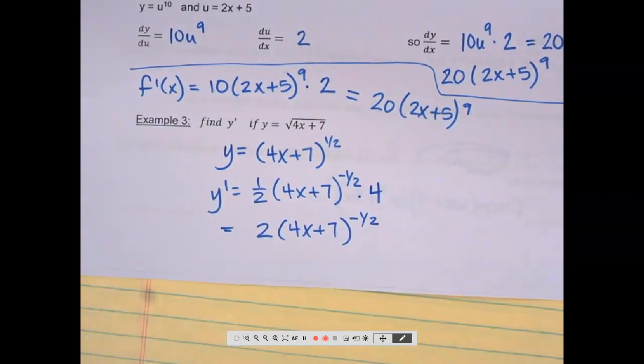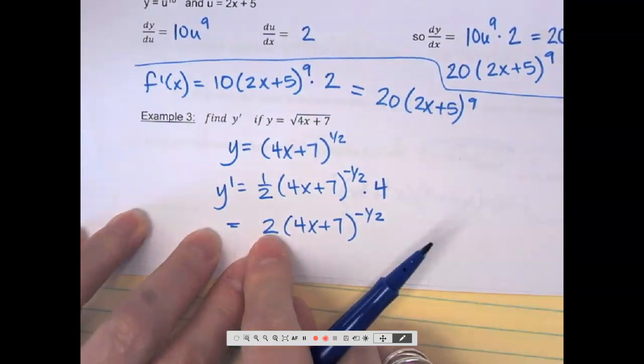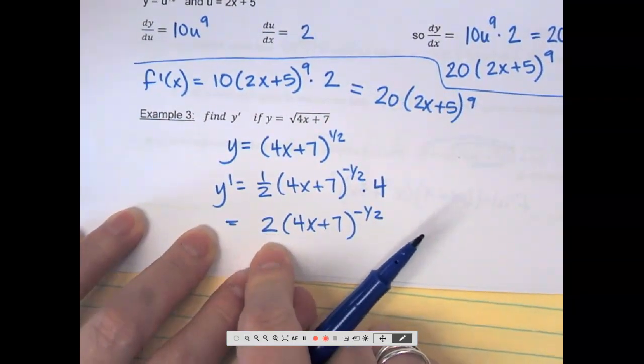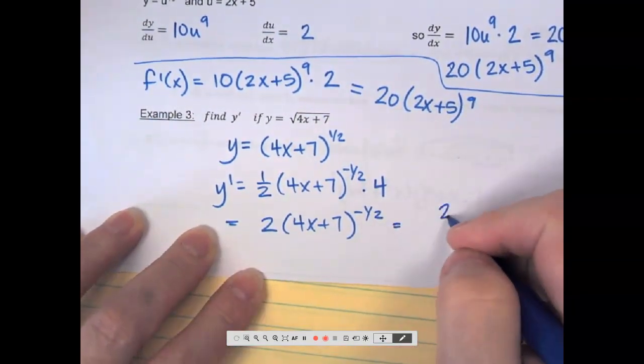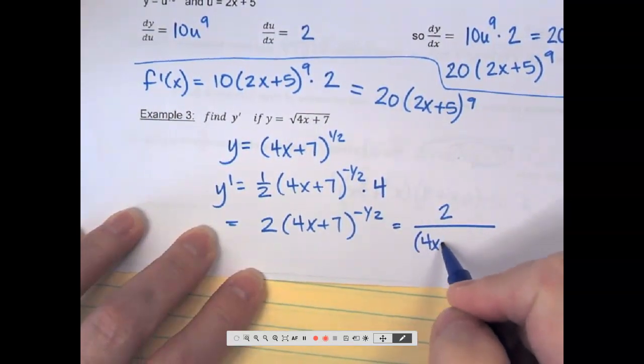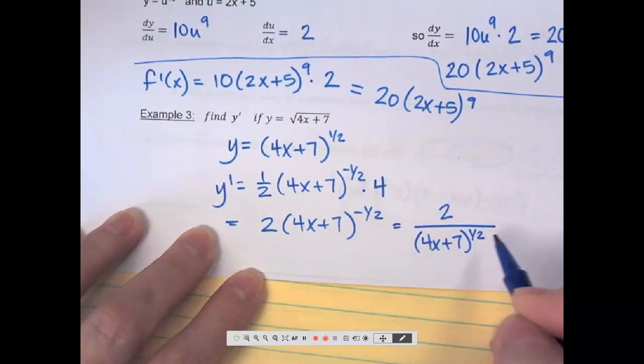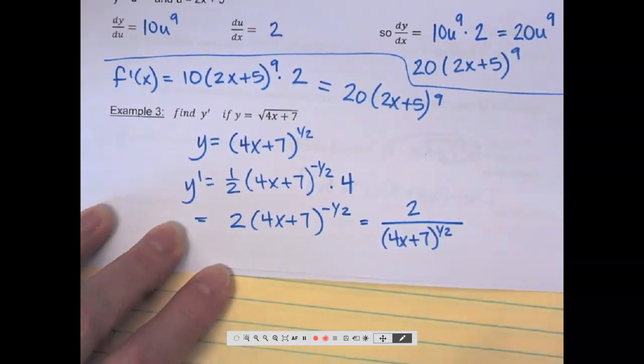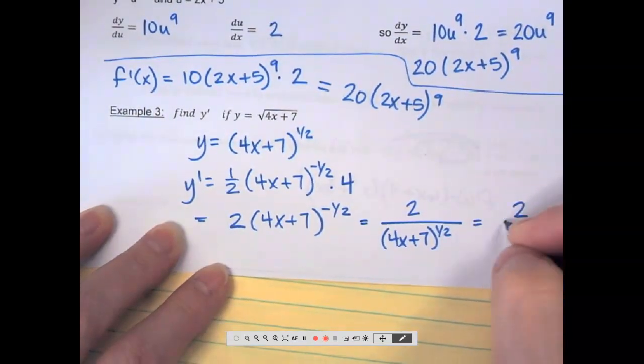Okay, now I'm going to do a little finagling with this power of negative 1/2. An exponent of 1/2 means what? Square root. What if it's negative? What can I do to make it positive? 1 over the square root. Move it to the bottom. You got it. Is 2 raised to a negative power? No. 2 over 4x plus 7 to the positive 1/2. And then I'm going to simplify one more step.